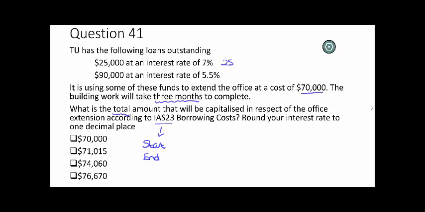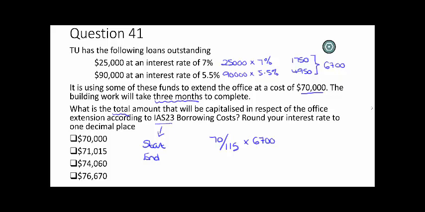So over the course of a year, the first loan of $25,000 would be charged interest at a rate of 7%, giving us a figure of $1,750, and the second loan of $90,000 would be charged interest at a rate of 5.5%, giving us a total of $4,950, so that annual borrowing costs on these 2 loans would amount to $6,700. So what we now need to do is say, of the $115,000 that was borrowed in total, $70,000 relates to the extension. That proportion of the $6,700 would be the figure that we would consider capitalising, but that's for a whole year, whereas our project only takes us 3 months.